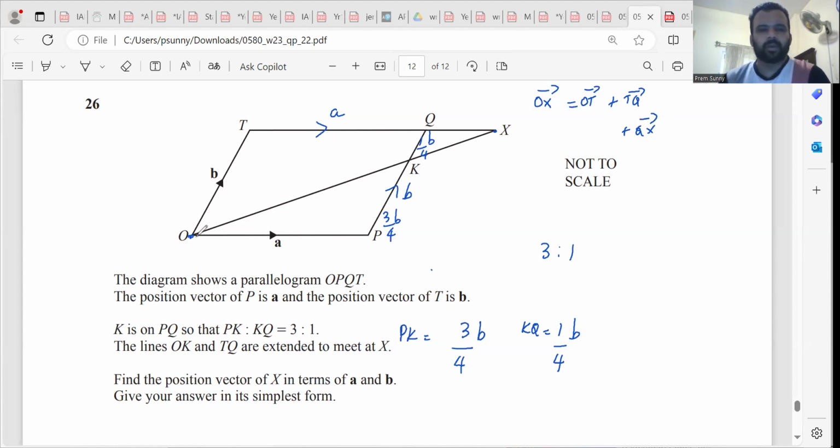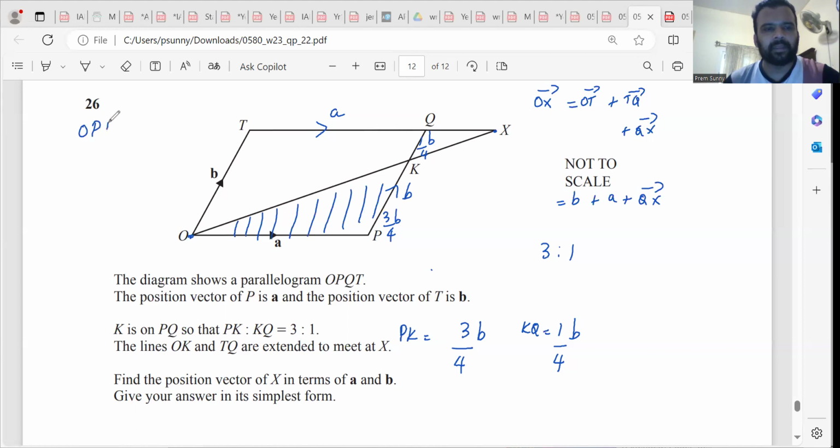OT we know is B, plus TQ we know is A, plus QX we don't know. So to find QX, we are going to use the property of similar triangles. I can see that triangle OPK and triangle QKX are both similar.